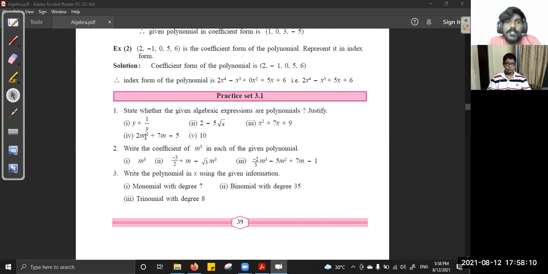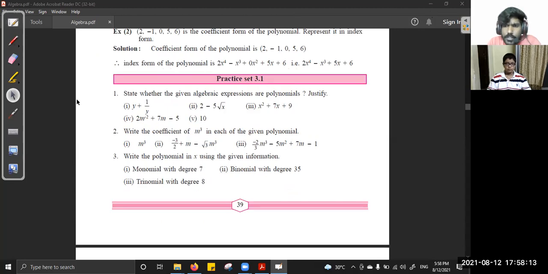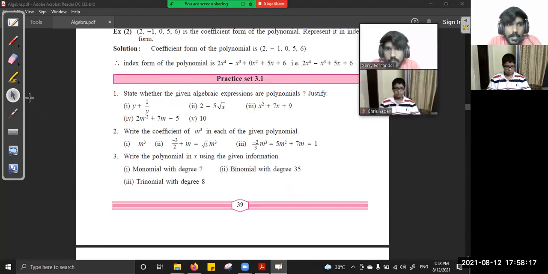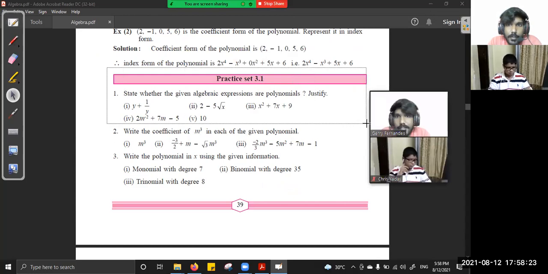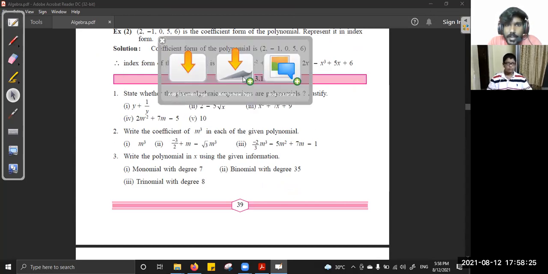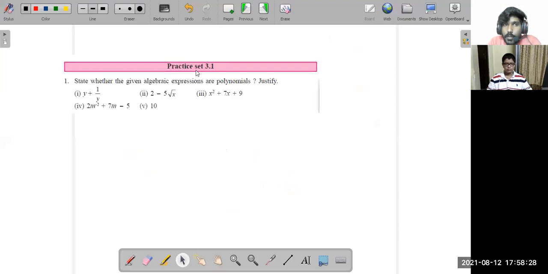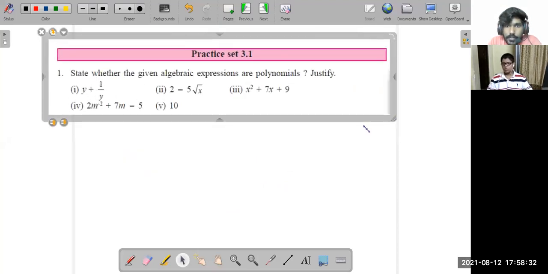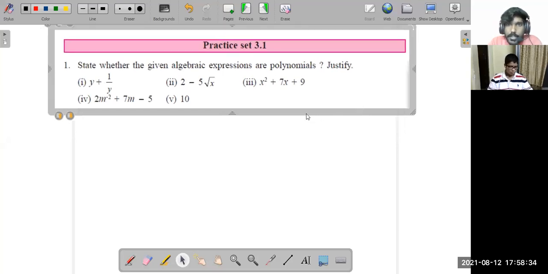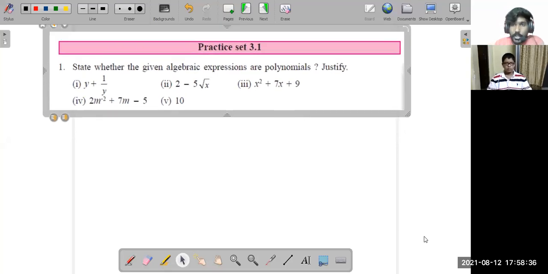Okay, we'll start with the exercise. First part only we'll do and then we'll stop. It's easy. You just have to identify whether the given algebraic expressions are polynomials or not. We'll do this orally, but you write it in your notebook later on.